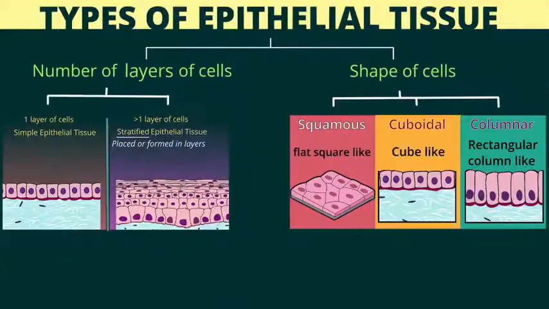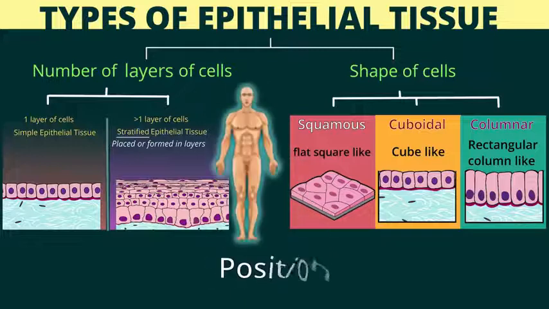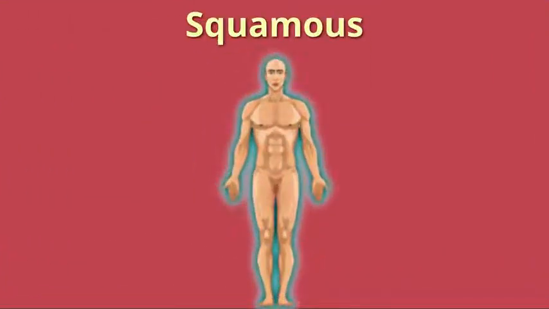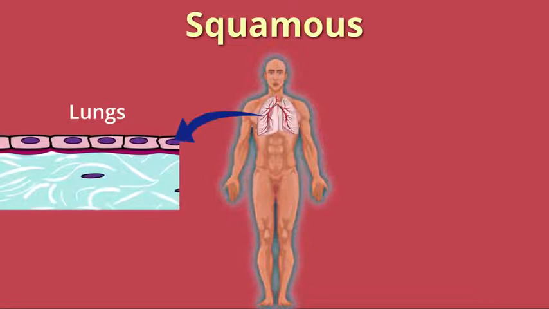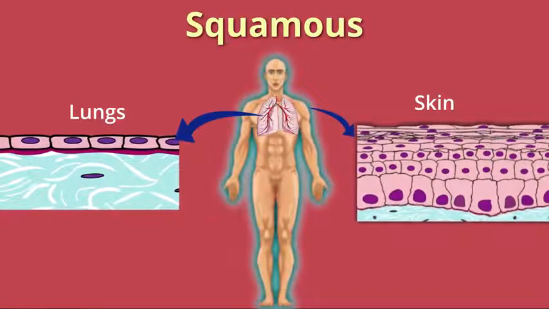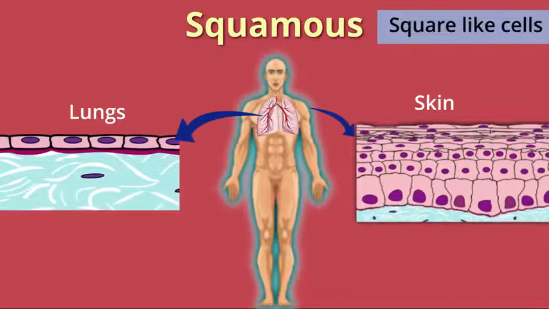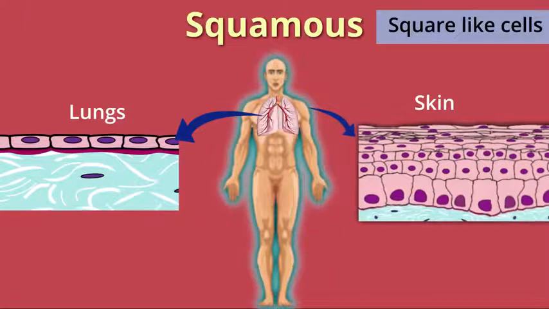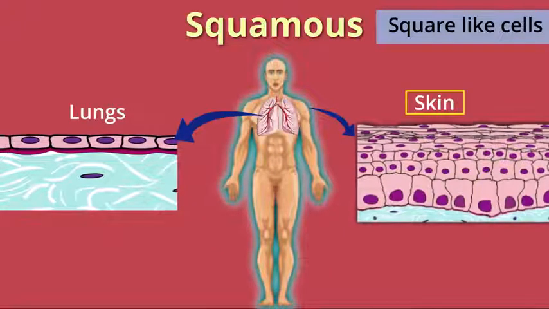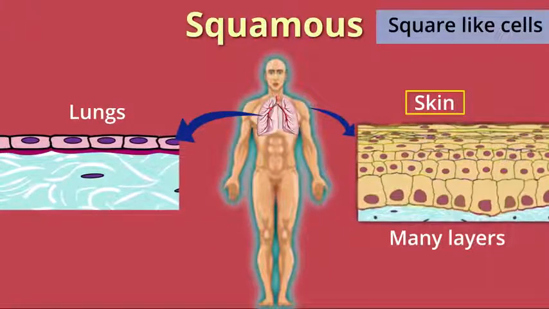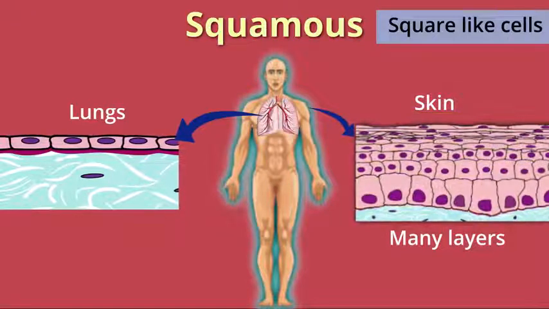So we've seen two types of classification based on number of cells and shape of cells. Now let's take a look at the position of these different types of epithelial tissue in our body. Squamous type of epithelium is found in the lining of lungs and our skin. But even though they both are similar tissues, both of them have square-like cells, looking carefully at this image, you can tell the difference. Yes, the skin has many layers of squamous cells as compared to the lining of the lungs.